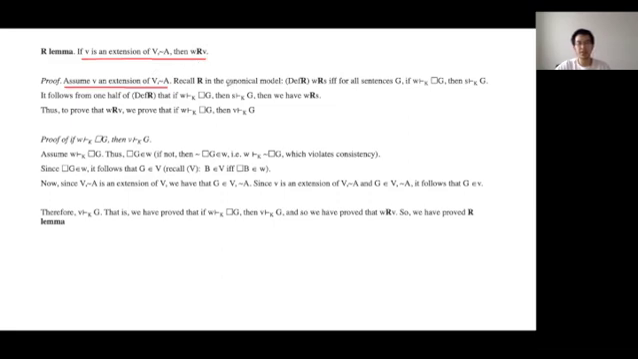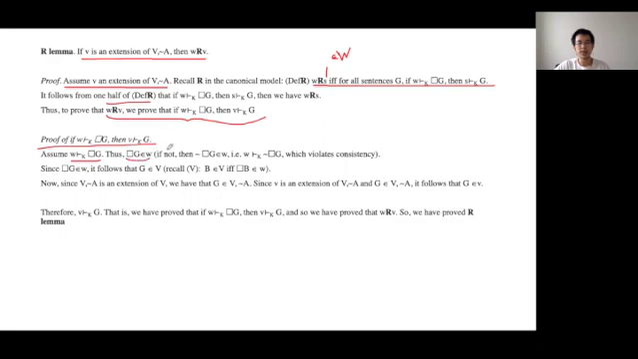Now recall the definition of R in the canonical model. Assume that S is an element of big W. So W is related to S if and only if for all sentences G, if W proves box G, then S proves G. So it follows that from one half of the definition, in order to prove that W is related to S, we have to prove that if W proves box G, then S proves G. So in order to prove that W is related to V, we have to prove that if W proves box G, then V proves G. So here's our proof. We assume that W proves box G.